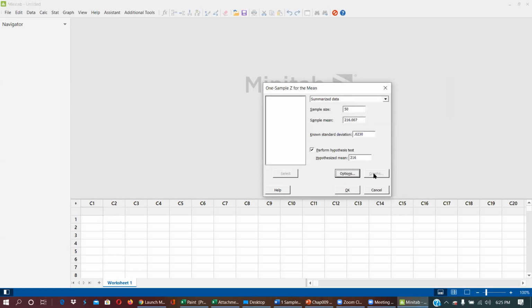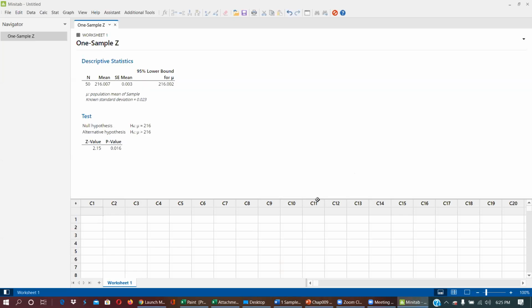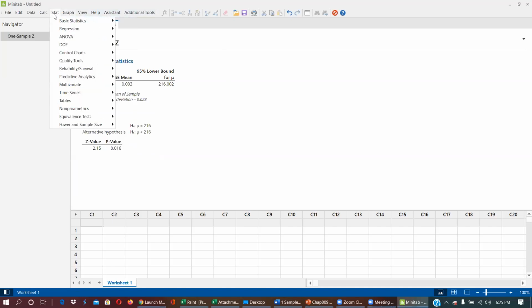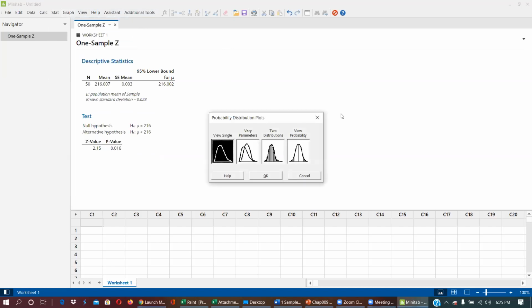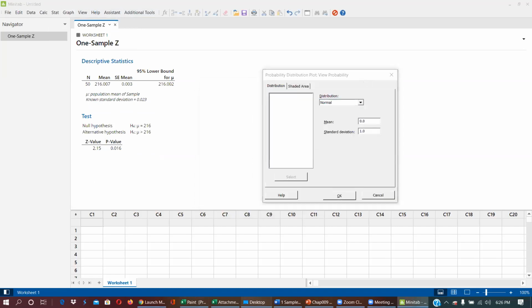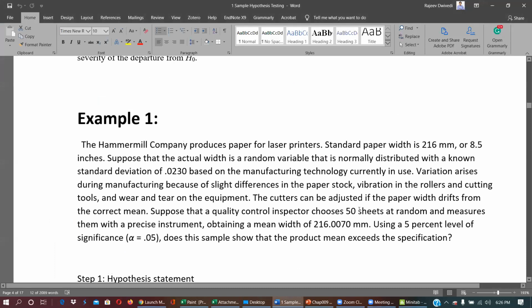Okay. Perform hypothesis test. Now here we look. What is the value? Z value is 2.15 and P value is 0.016. Here the concept of decision rules has come. How? Let's look into the T distribution. Basic statistics, graph, probability distribution, and it is 50 sample, I believe. 50 sheets, yes.